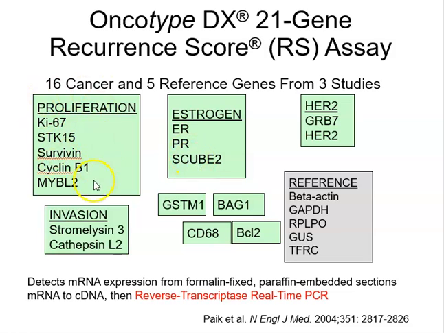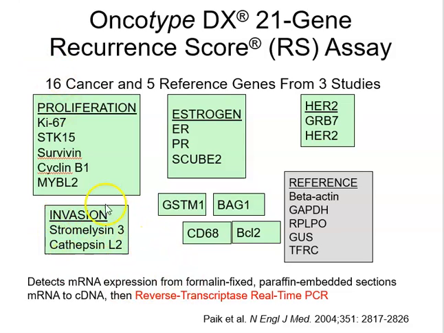On this loosely defined proliferation group, we've got cyclin B1, which you should be aware of. Ki67 you should be aware of. That's a proliferation marker that is routinely used in histology stains. So Ki67 positive cells are proliferative cells.